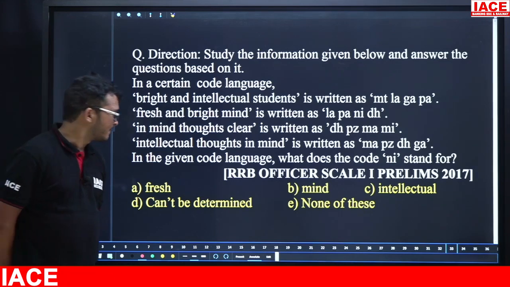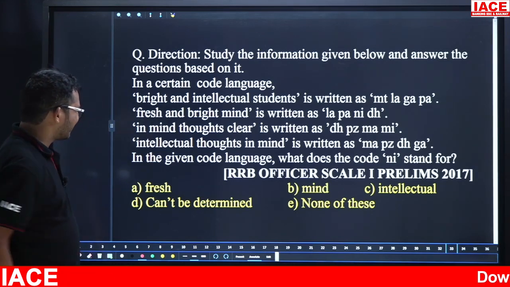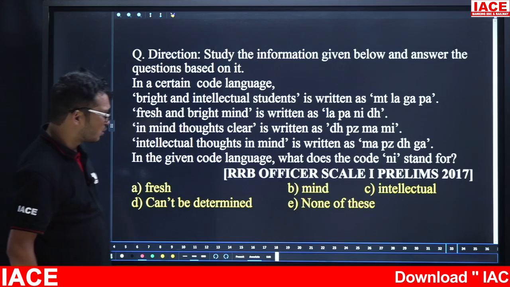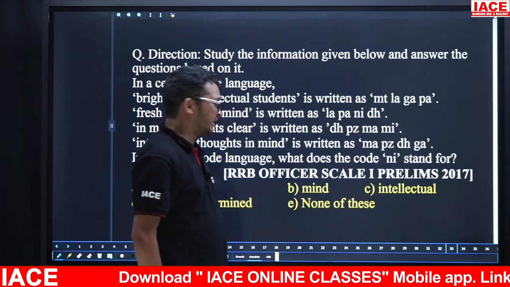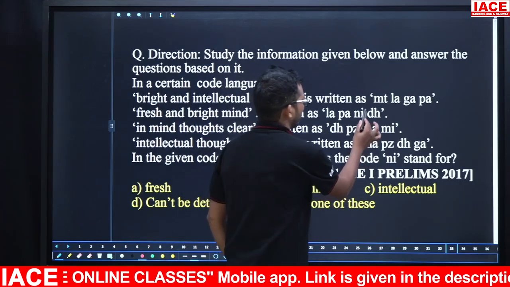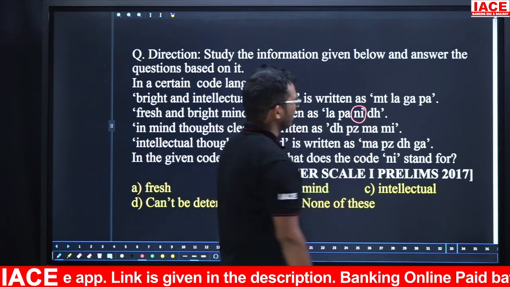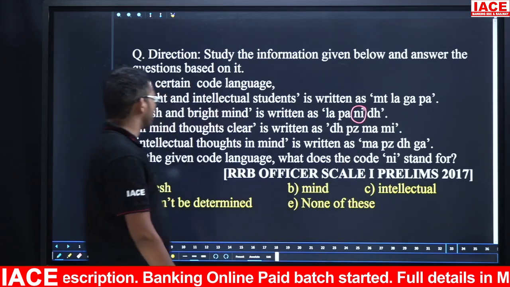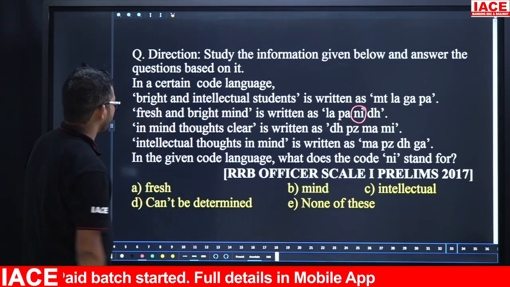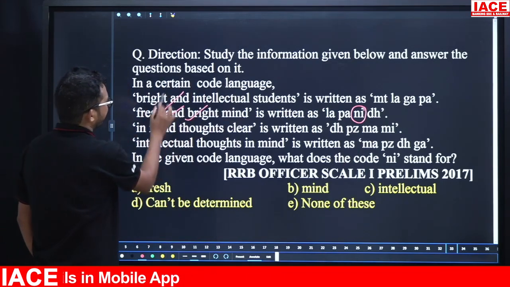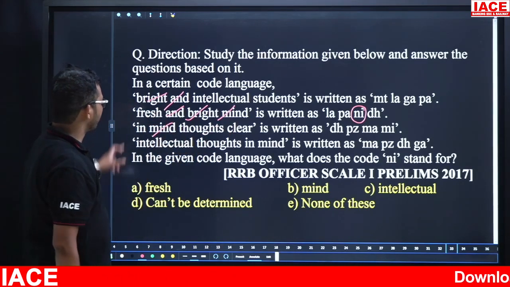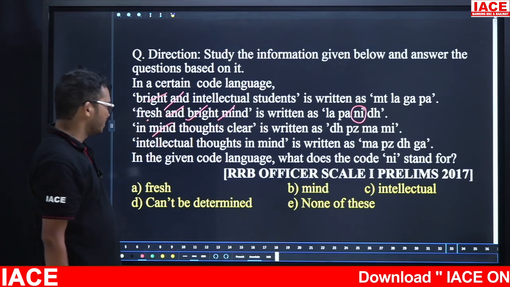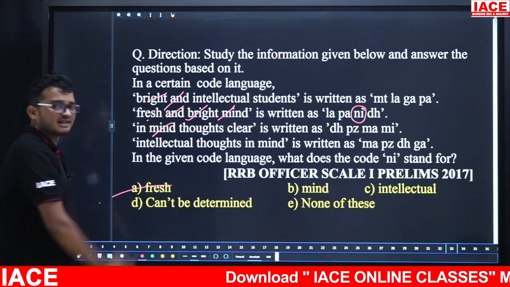Yes, time up. So the given question is, in the given code language, what does the code NI stand for? NI is present in which lines? Here NI is present in only the second line. So in the second line the only code is NI, then the only information is, eliminate the common information, bright, and next, mind eliminated. That means the only information is fresh, the only code is NI. So the answer is fresh. Option A is the answer.